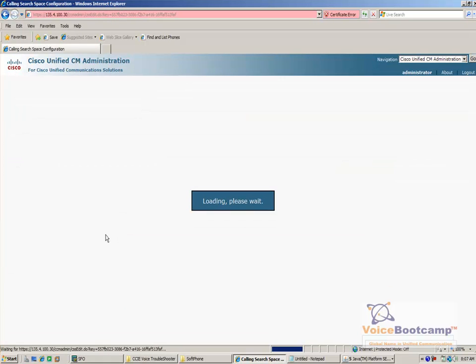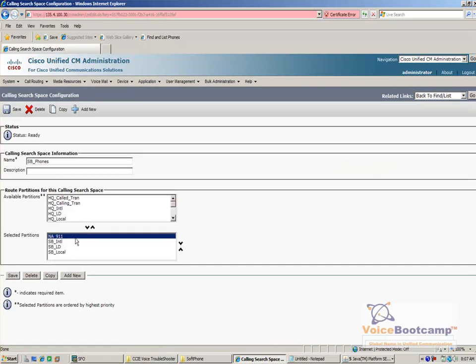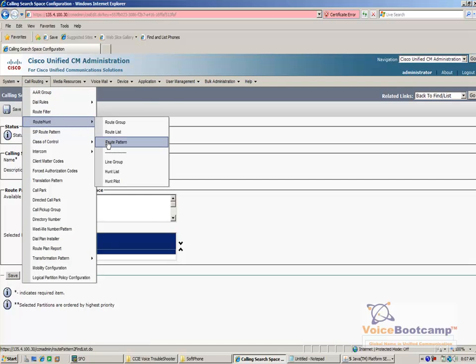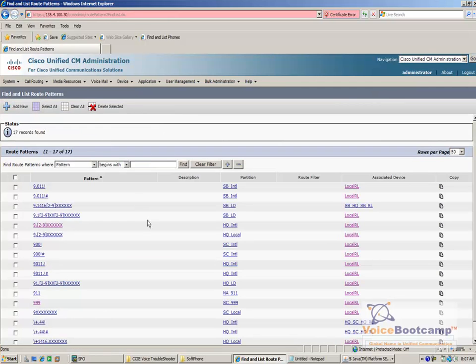Now here in SB phones, I have 911, international, SB LD, SB local. Now I should have a route pattern matching any one of these partitions or null partition. So let's take a look at the route patterns. My two 7-digit patterns are this and this. As you can see, both of these route patterns belong to a partition other than SB. So that's where the problem seems to be.